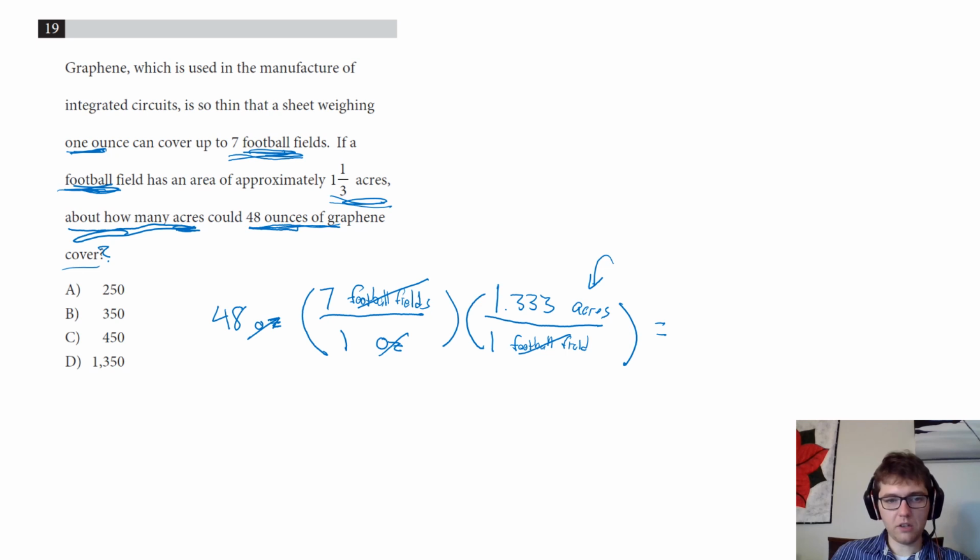Plug that into your calculator, just 48 times 7 times 1.333. You will end up with 447.9 acres, which, taking a look at the possible answers, is about 450. So C is your correct answer, 450 acres.